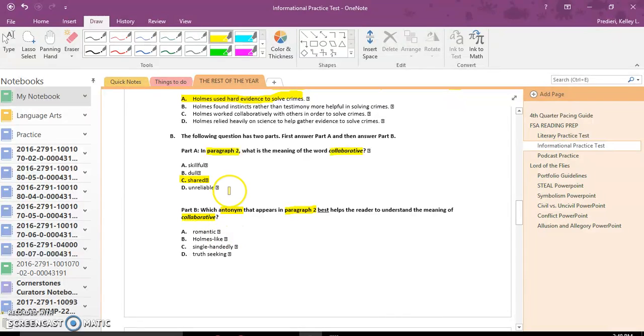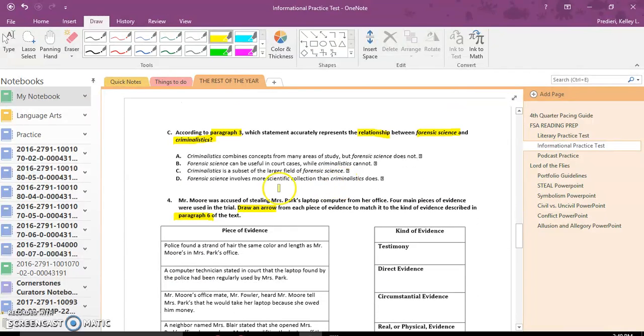So romantic is definitely not an antonym, has nothing to do with collaborating. Holmes-like is also not an antonym. Single-handedly is an antonym. Truth-seeking, not related to collaborative. So single-handedly, if people are working together, working alone is the opposite of working collaboratively. Okay.